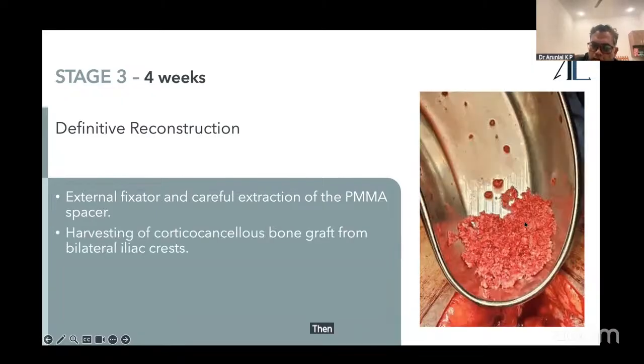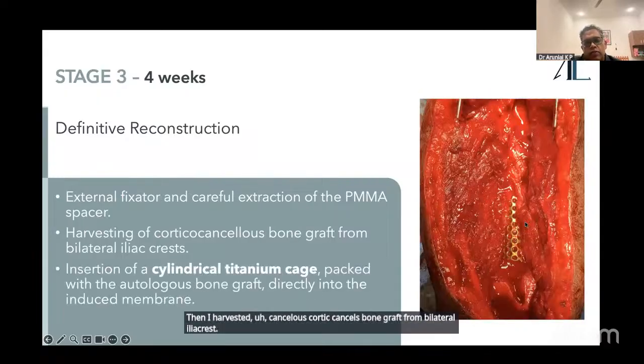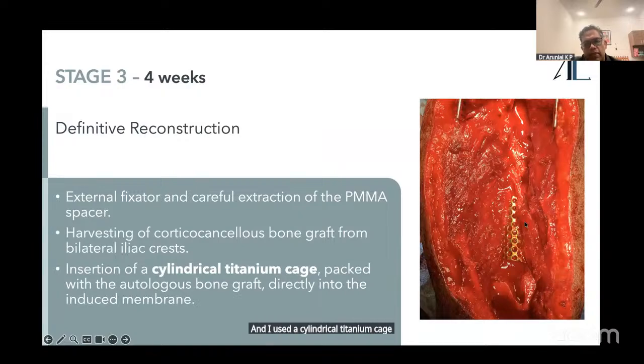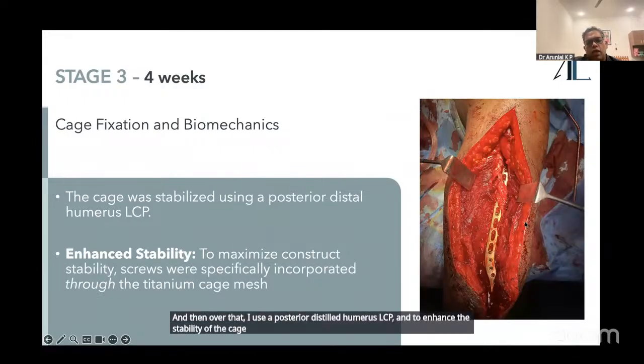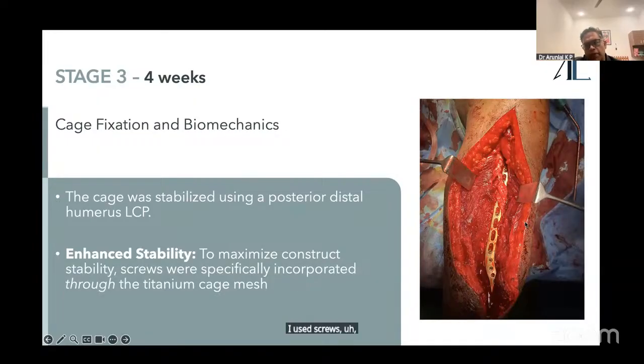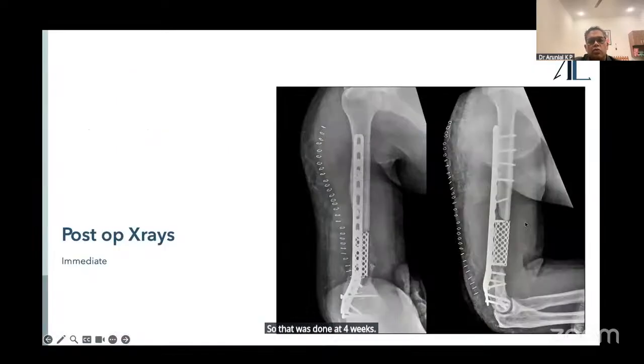Then I harvested corticocancellous bone graft from bilateral iliac crest, and I used a cylindrical titanium cage, packed this graft into the cage, and buried it inside. Over that, I used a posterior distal humerus LCP, and to enhance the stability of the cage, I used screws through the plate into the mesh also. That was done at 4 weeks, and those were the postoperative X-rays.